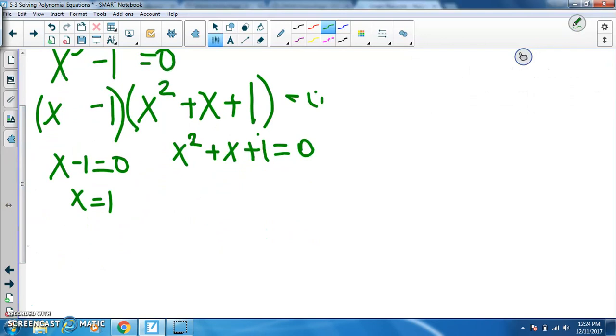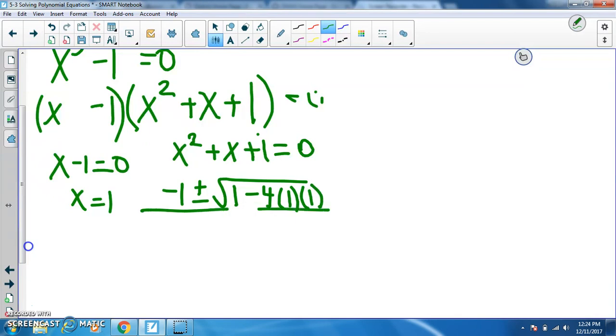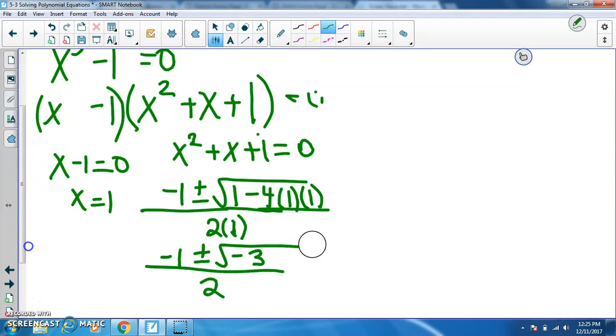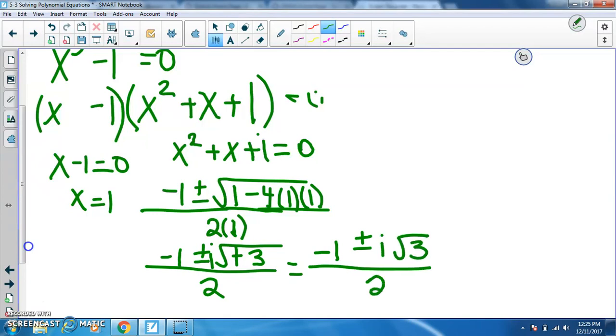The quadratic formula is the opposite of b, so negative 1 plus or minus the square root of 1 squared, which is 1, minus 4 times 1 times 1, all over 2 times 1. Negative 1 plus or minus the square root of 1 minus 4, which is negative 3, over 2. This is equal to, we're going to make this positive and an i, negative 1 plus or minus i root 3 over 2.